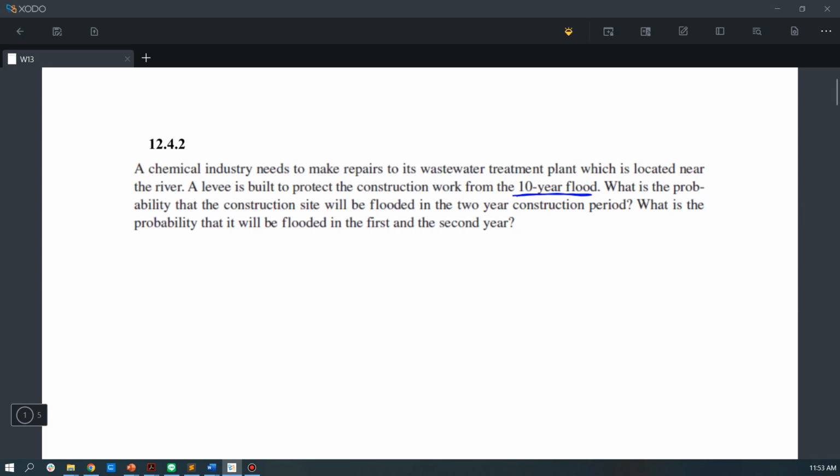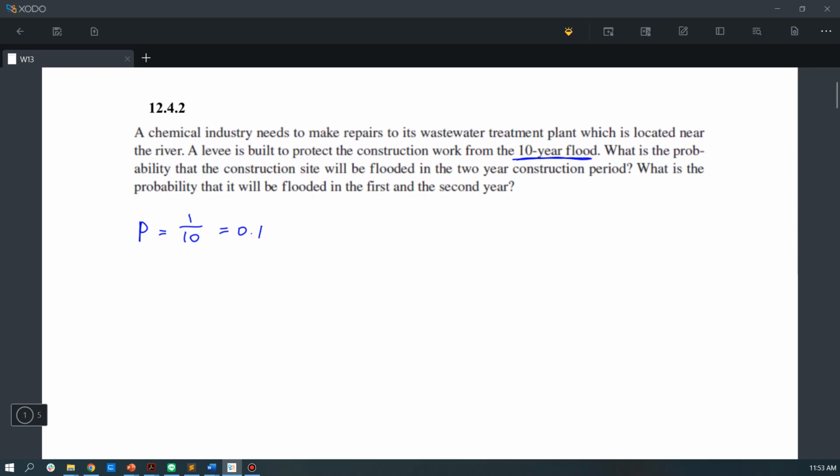So let's first decide the probability of the occurrence of this 10-year flood. Because it's a 10-year flood, it's just 1 over 10, and we can write it as 0.1. So that is the probability of the occurrence for this 10-year flood. And the first question is asking, what is the probability the construction site will be flooded in the 2-year construction period?